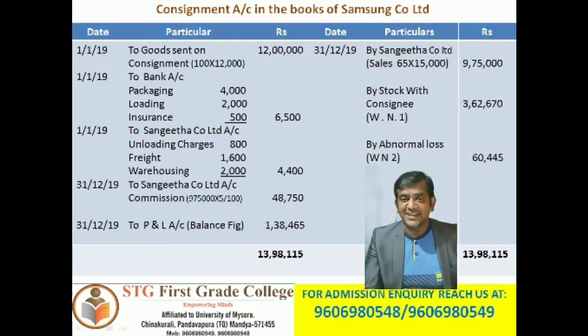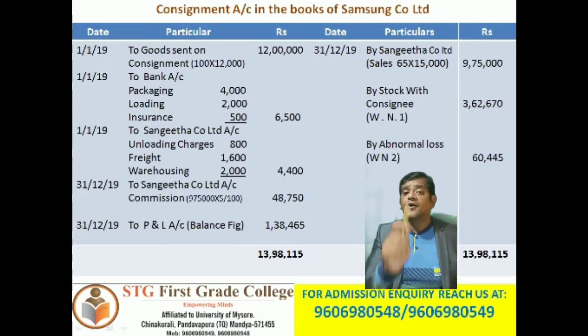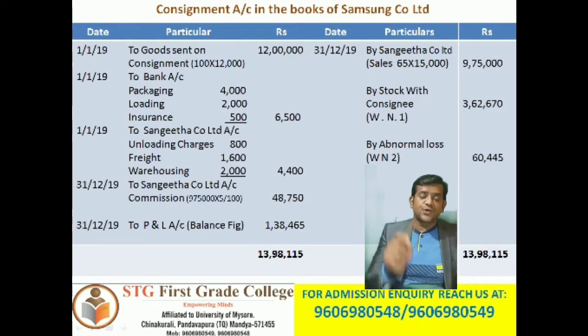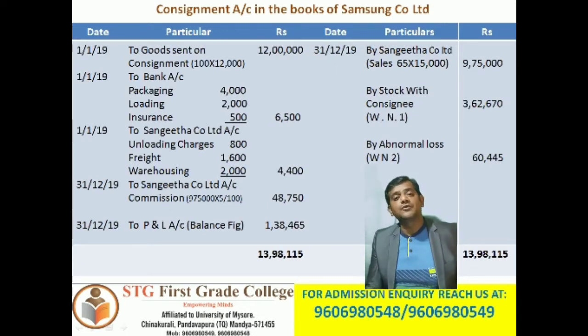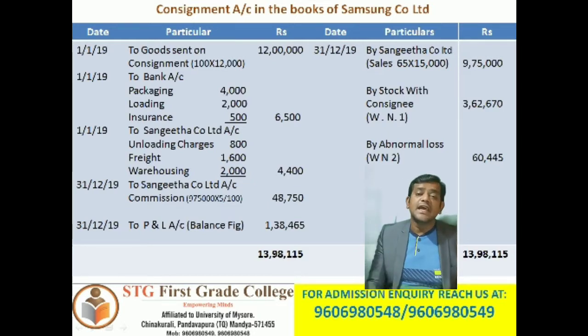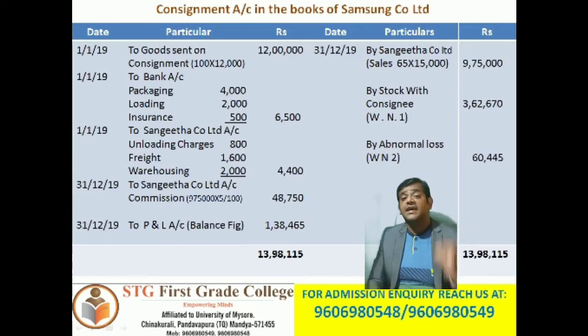How many mobiles have been dispatched to Sangeeta Company Limited? 100 mobiles. What was the cost price of each mobile? 12,000 rupees. Correct. So 100 into 12,000, the total amount of 12 lakh, which we are taking on the debit side of the amount column. Clear? Now on the same date, 1/1/2019, to bank account. If you want, in a bracket you can make a note: non-recurring expenses incurred by the consignor.